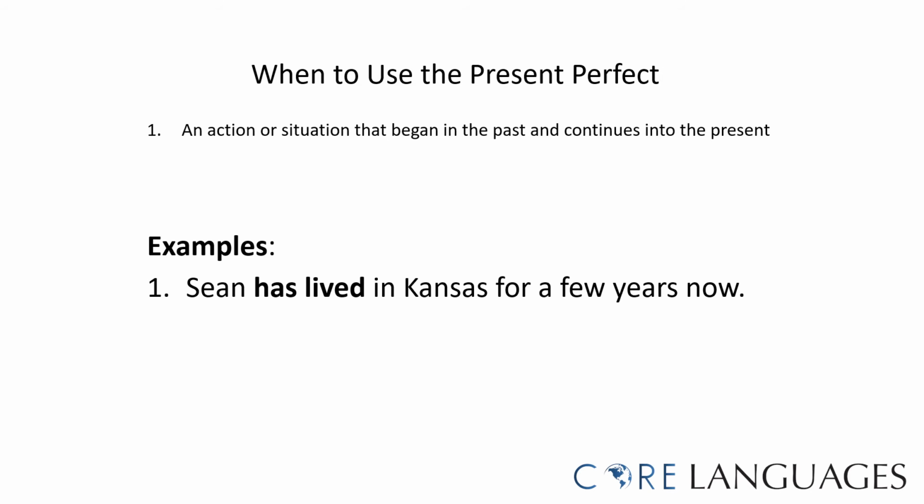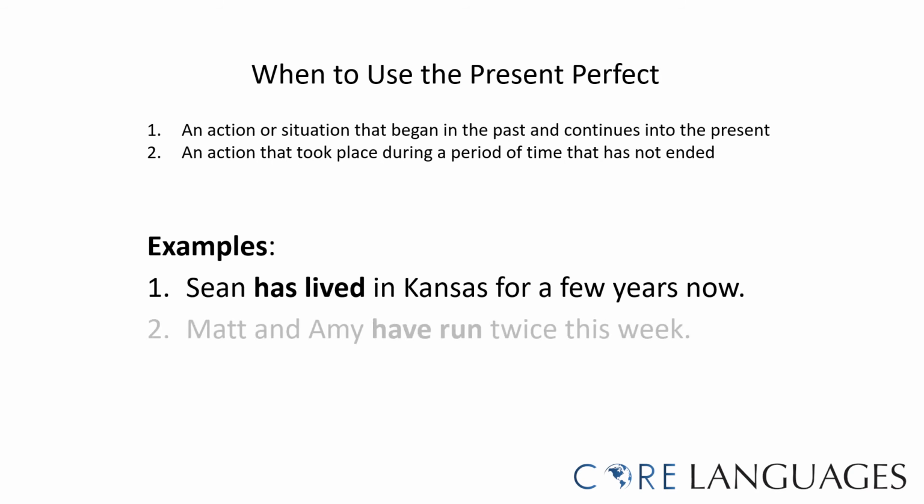This sentence means that Sean still lives in Kansas. We also use the present perfect for an action that took place during a period of time that has not ended. For example, Matt and Amy have run twice this week. This week is not over yet, so we use the present perfect.